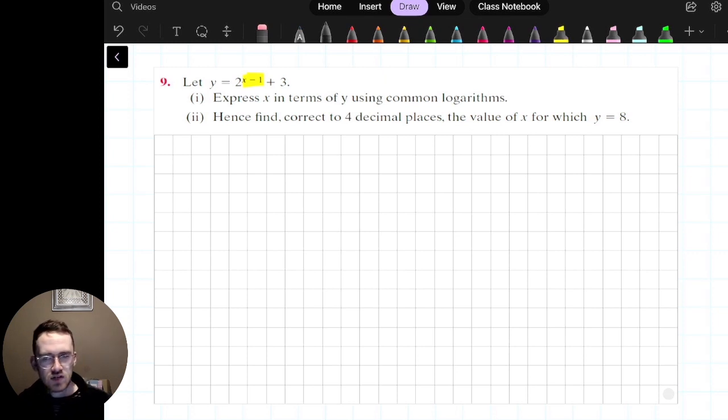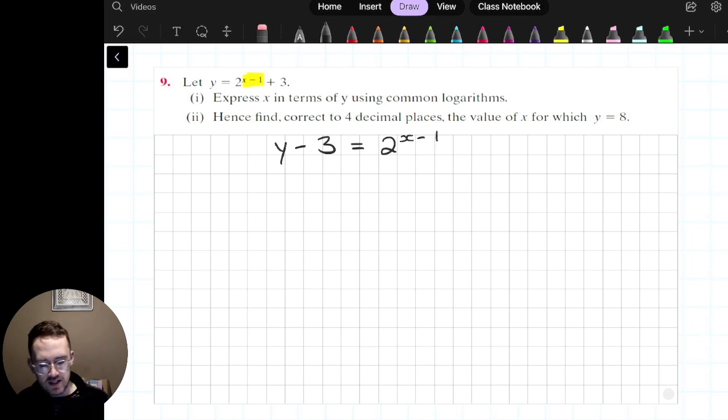So that's what we're going to try and do here, but in order to do that, we need to have that 2 to the power of x minus 1 on its own. So the first step we're going to do is subtract the 3 from both sides. So we end up with y minus 3 is equal to 2 to the power of x minus 1.